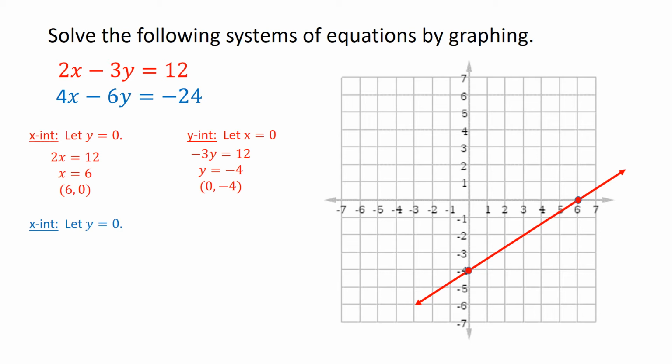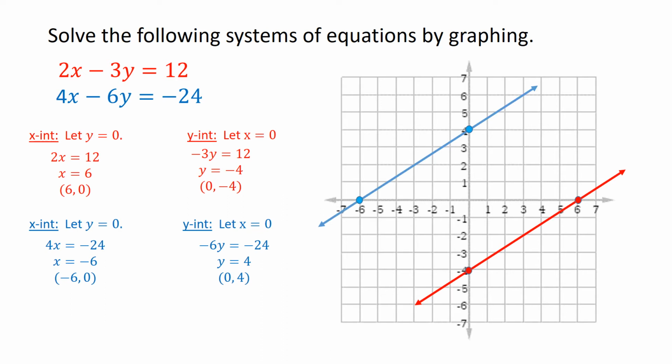Using the second equation, finding the intercepts, the x-intercept is when y is 0, and we get 4x is negative 24, so x is negative 6, and that means that negative 6, 0 is a point on our line. To get another point on our line, we're going to find the y-intercept. So we let x be 0. That gives us negative 6y is negative 24, so y is 4. So 0, 4 is another ordered pair.